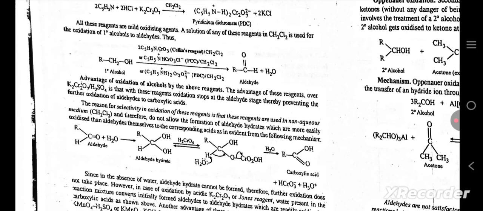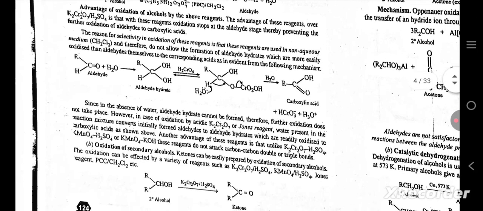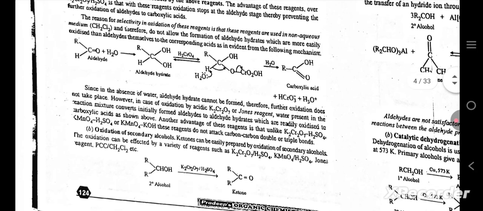All these reagents are mild oxidizing agents. A solution of any of these reagents in CH2Cl2 is used for the oxidation of primary alcohols to aldehydes. Advantage of oxidation of alcohols by the above reagents: the advantage of these reagents is that oxidation stops at the aldehyde stage, thereby preventing the further oxidation of aldehydes to carboxylic acids.